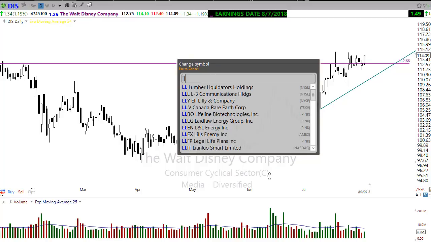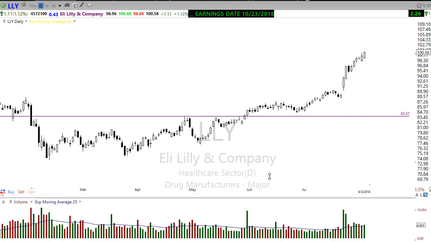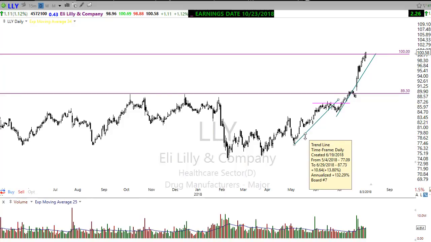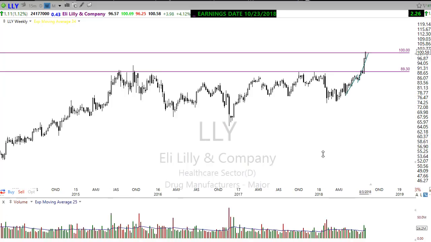Lilly was one that I see Bob S. brought up. And anyone from Right Way Options would confirm this, I was talking about the possibility of Lilly long before Lilly took off here. And the reason is I was looking at it like this. Here's my actual markings on the chart. Now, if I pull this chart back to a weekly, I want you to notice how important a breakout this was.